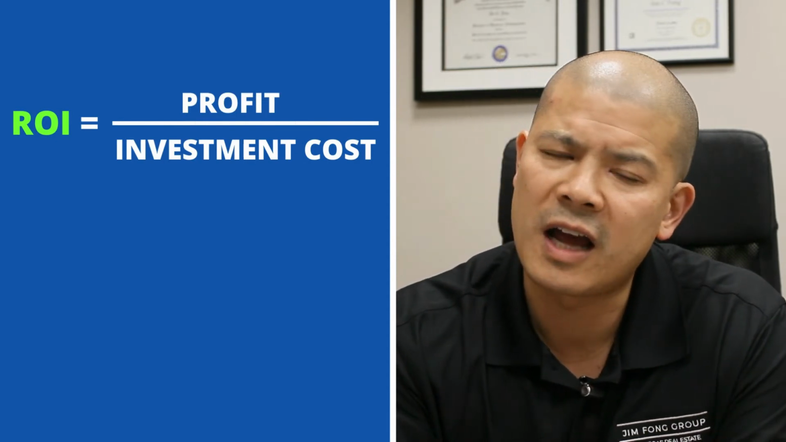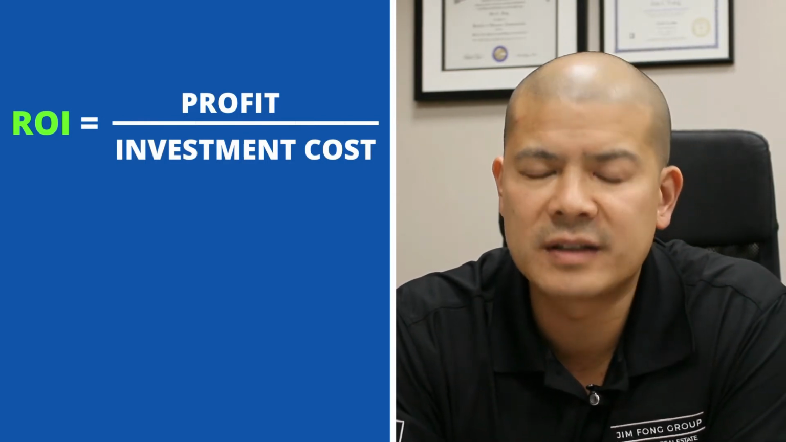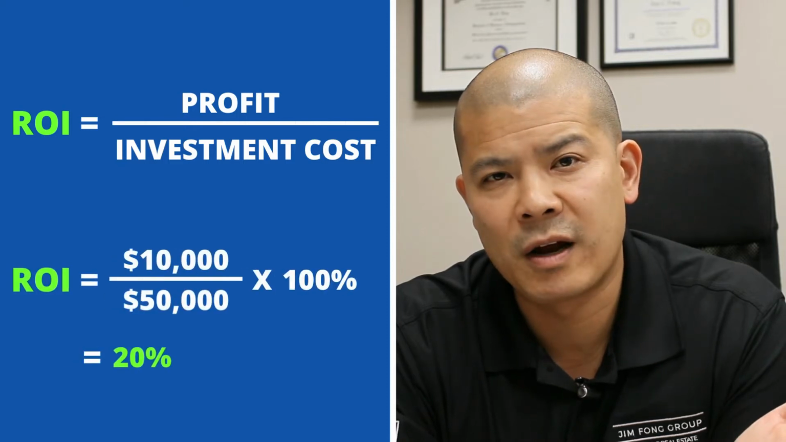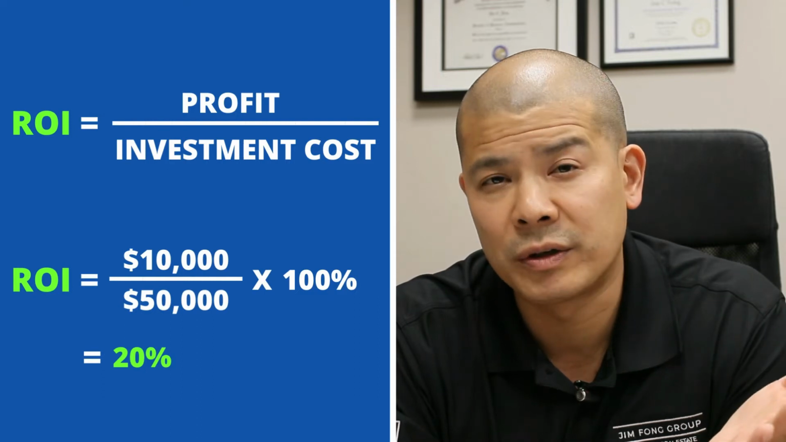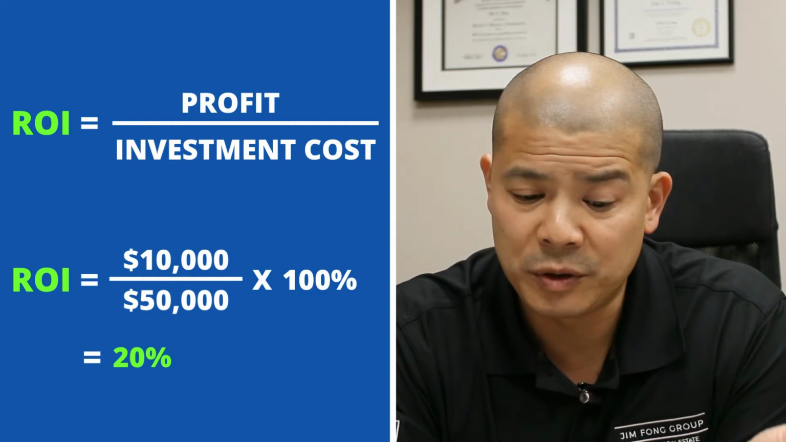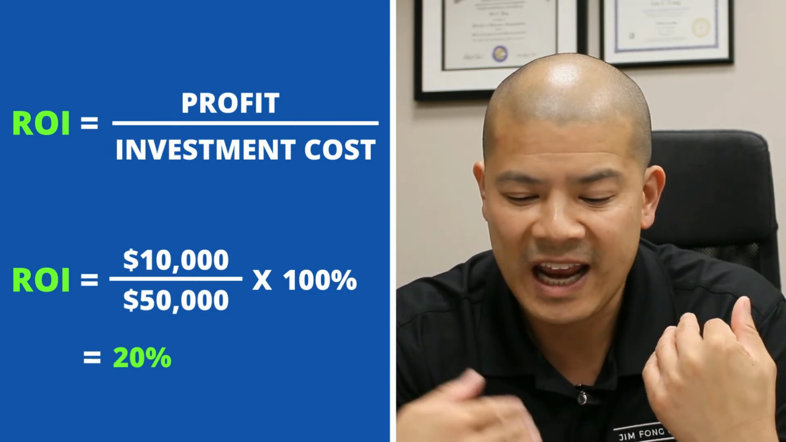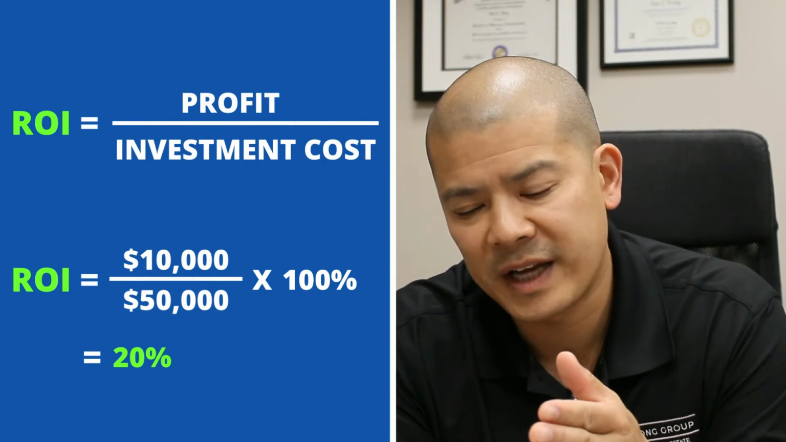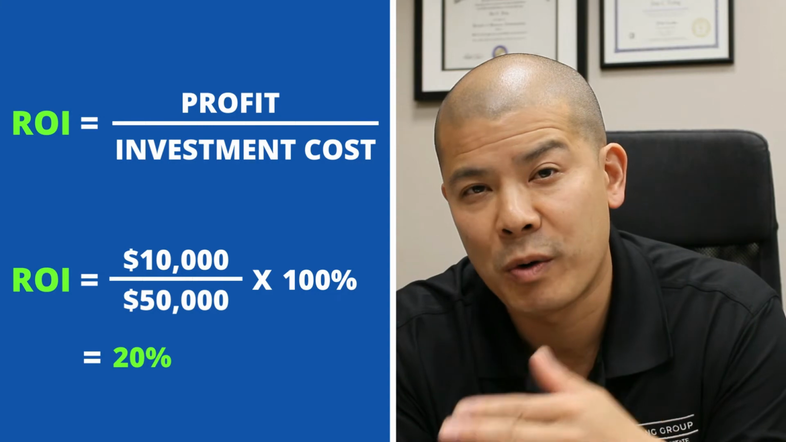So let's take a real basic example. Let's say you made a $50,000 investment in something, and your profit on this was $10,000. You take the 10,000, divide it by the 50,000, and you get 0.2. Times that by 100%, that puts your ROI in a percentage, which is 20% ROI.